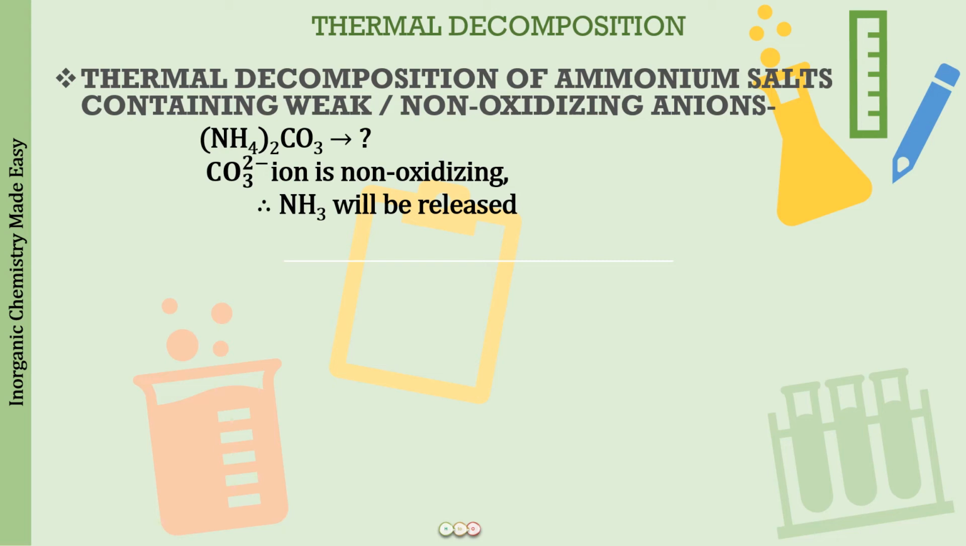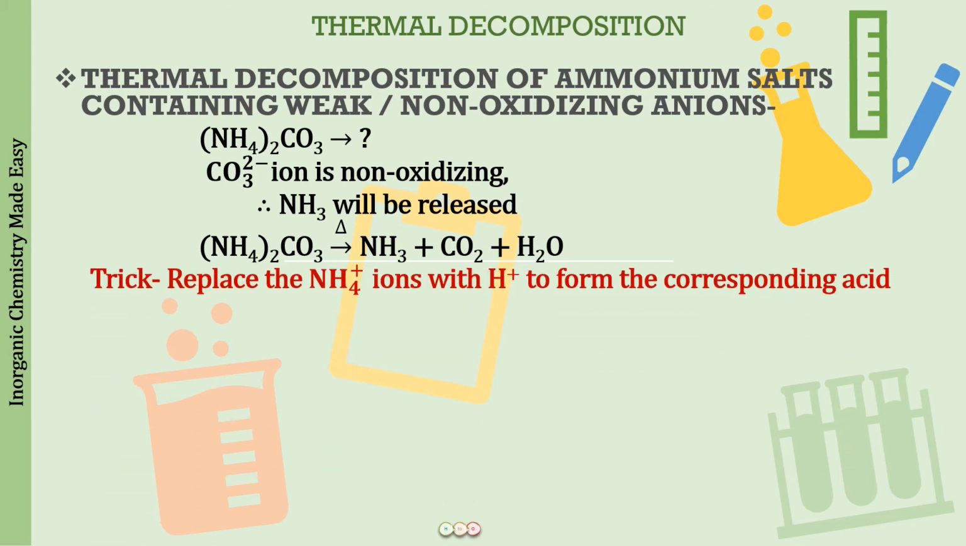So one product we know for sure, the heating of ammonium carbonate is going to give us ammonia, but along with that carbon dioxide and water are also going to be evolved. So how are we going to remember these products now? Do we have to mug them up? No, not at all. Then what are we going to do? Well, we are going to follow a very simple trick. And the trick is replace the ammonium ions with H positive to form the corresponding acid.